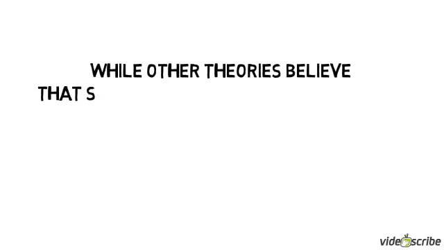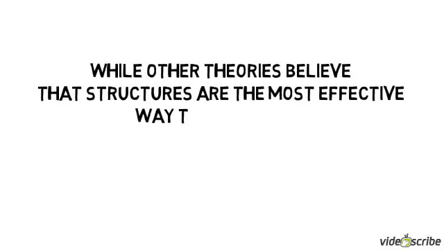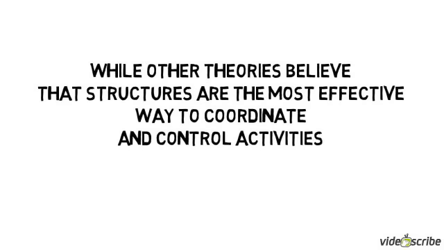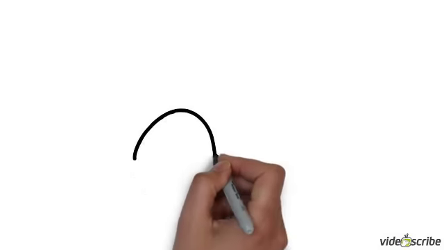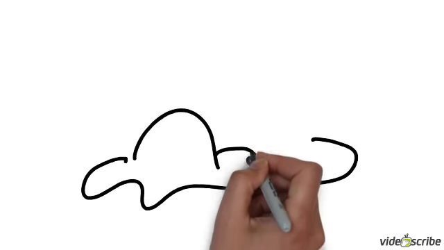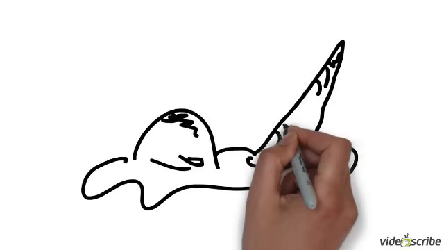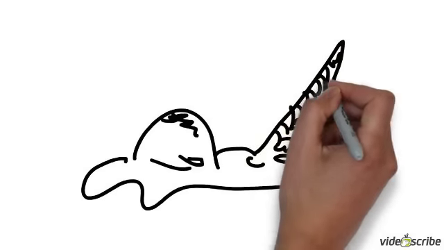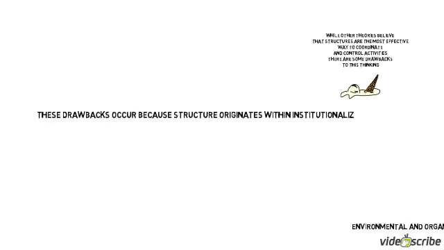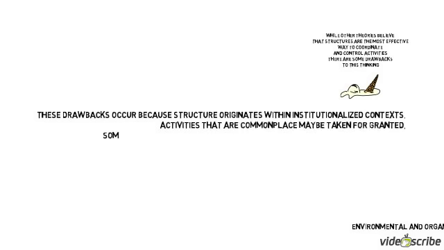While other theories believe that structures are the most effective way to coordinate and control activities, there are some drawbacks to this thinking. Rules may be violated, decisions may go unimplemented, technologies can be problematic, and evaluation and inspections of progress are sometimes vague in their determinations. These drawbacks occur because structure originates within institutionalized contexts. Activities that are commonplace may be taken for granted.